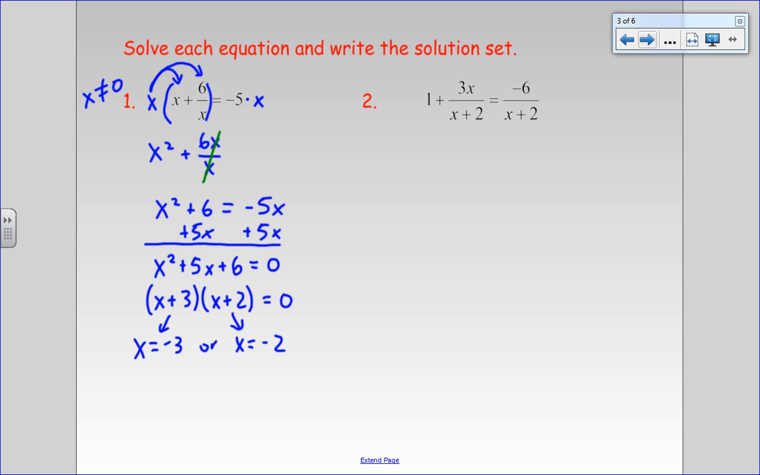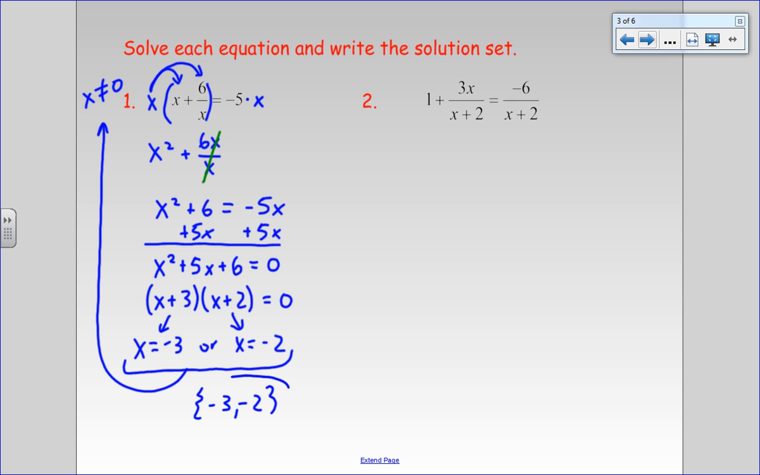Now before writing our solution set, we need to compare those two solutions to our restrictions. In this case, the only restriction was that x cannot equal 0, so it is possible for x to equal negative 3 or negative 2 in our original rational equation. Therefore, our solution set contains both of those numbers. Let's move to the second example.